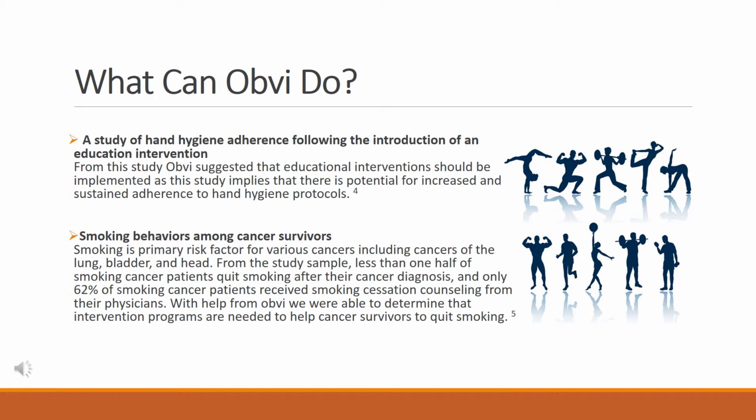Obvi also helped us look at smoking behaviors among cancer survivors. Smoking is a primary risk factor for various cancers, including cancers of the lung, bladder, and head. From the study sample, less than 1/2 of smoking cancer patients quit smoking after their cancer diagnosis, and only 62% of smoking cancer patients received smoking cessation counseling from their physicians. With our help from Obvi, we were able to determine that intervention programs are needed to help cancer survivors quit smoking. Want to read more about both of these studies? Review my resources at the end for more information.